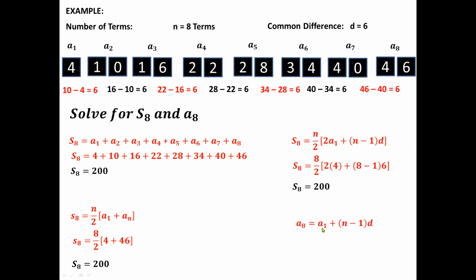So direct substitution. A sub 1 is 4. N is 8. And D is 6. If we're going to calculate for A sub 8, so we have 4 plus 8 minus 1 times 6. Ang 8 minus 1 is 7. 7 times 6 then is 42. Then 42 plus 4 is 46. That is why, ibig sabihin, tama yung formula na to kasi nakuha naman natin yung 46 bilang pang-walong term ng ating given sequence.